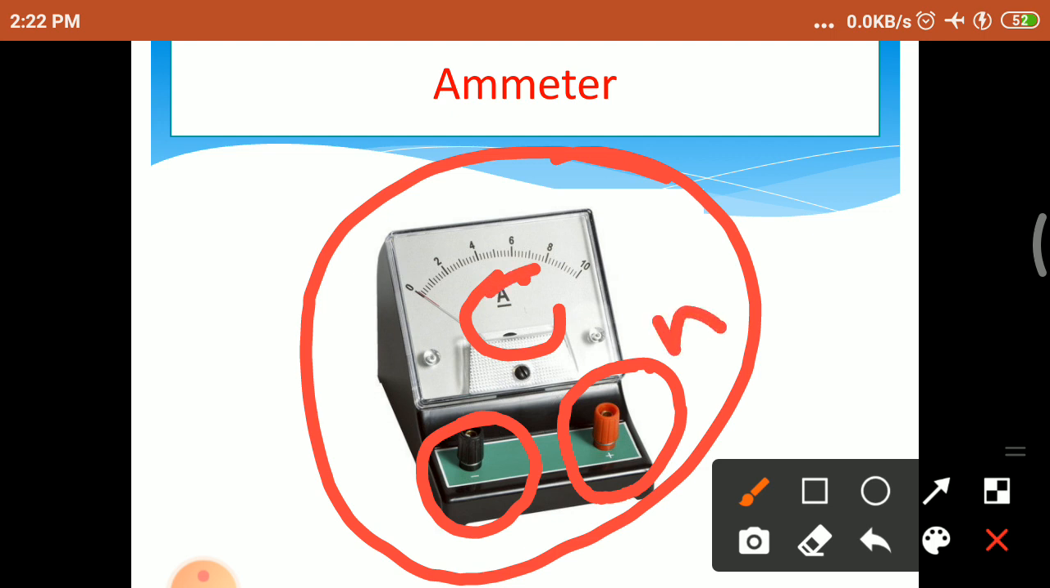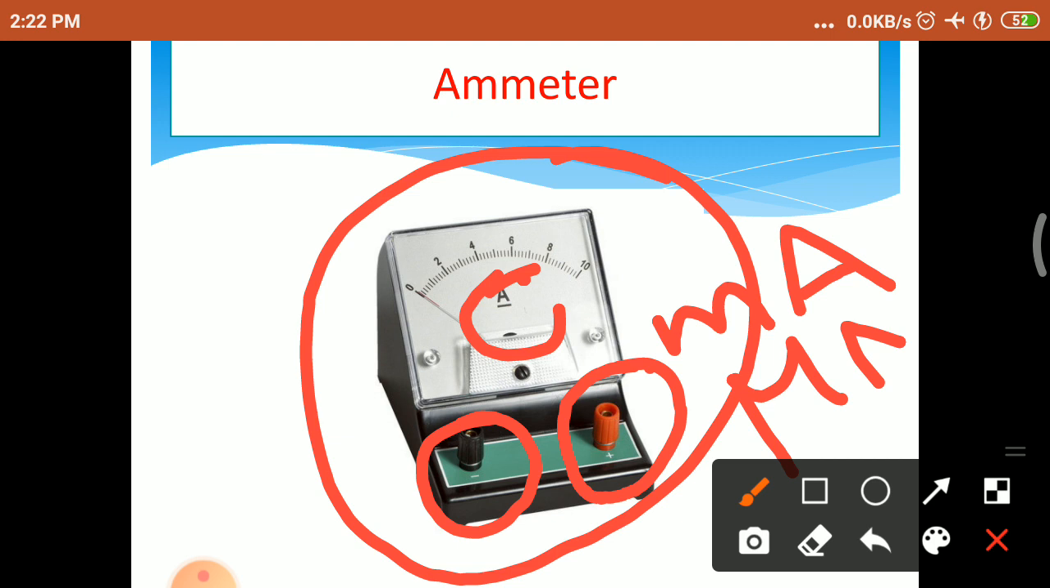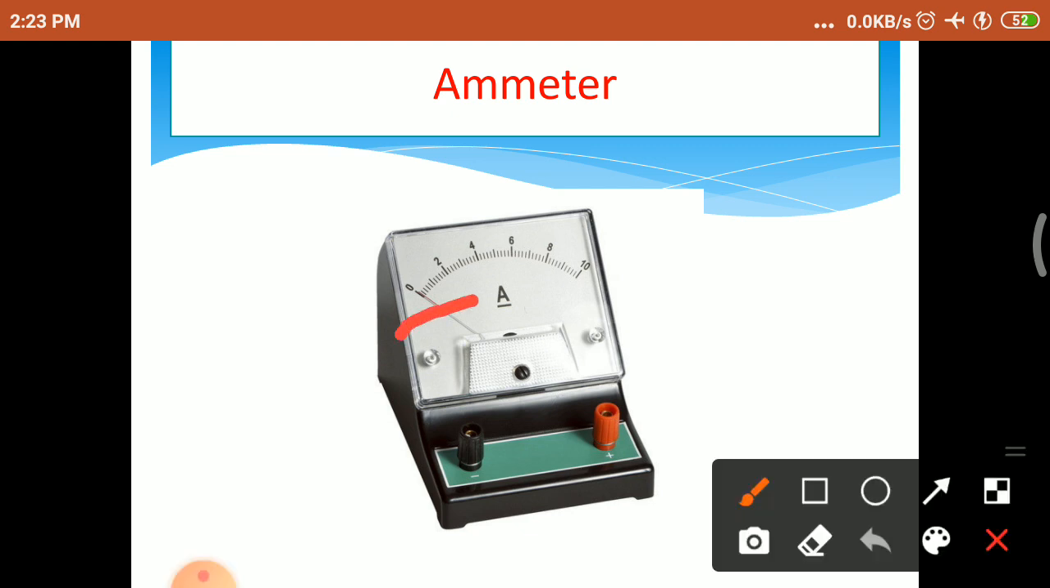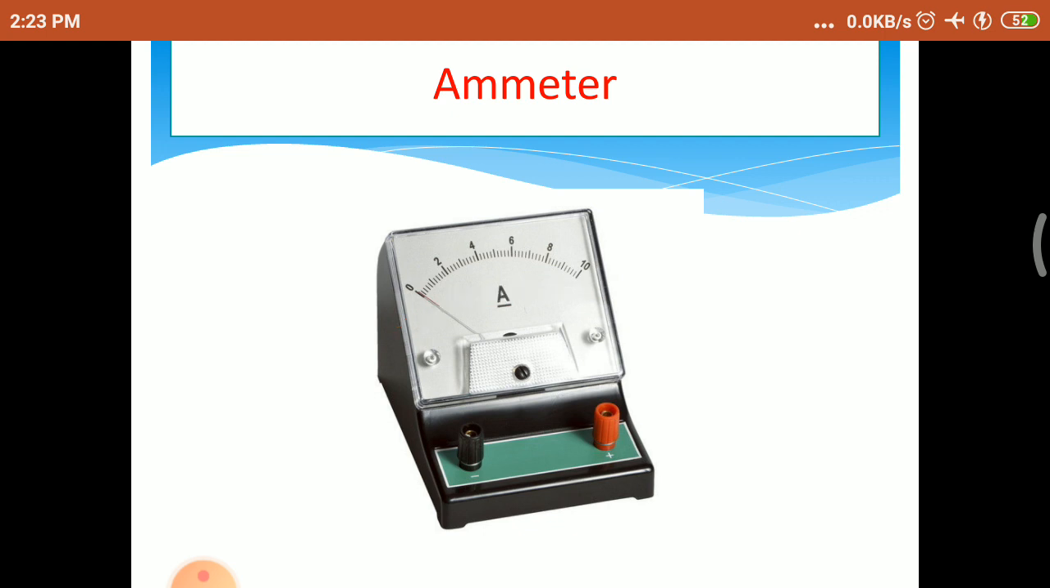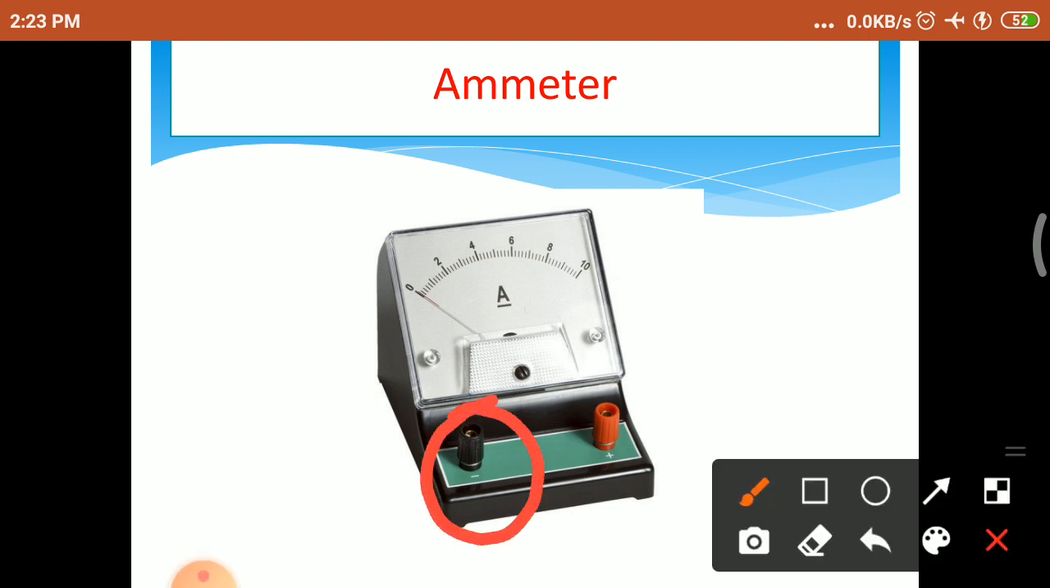If you are measuring a small range of current, it is represented by milliampere. If it is too small, it is represented by microampere. Here it is represented simply in ampere, and it has a reading from 0 to 10. The ammeter is also one of the instruments used to measure the current in the circuit. It has two terminals, one negative and another positive. The black always represents negative and the red always represents positive.